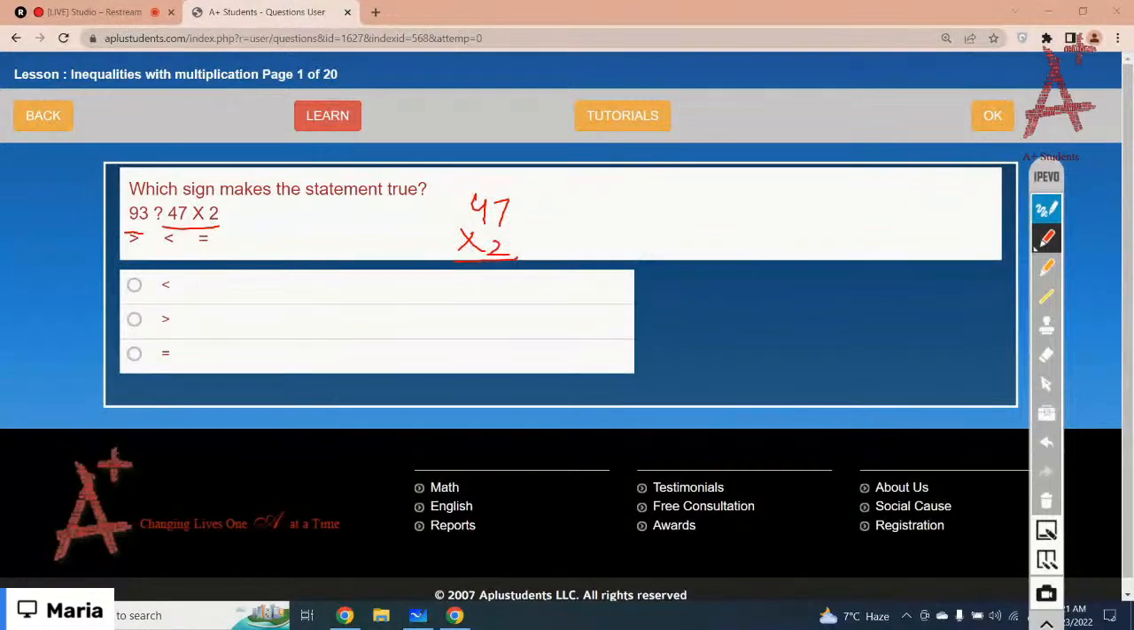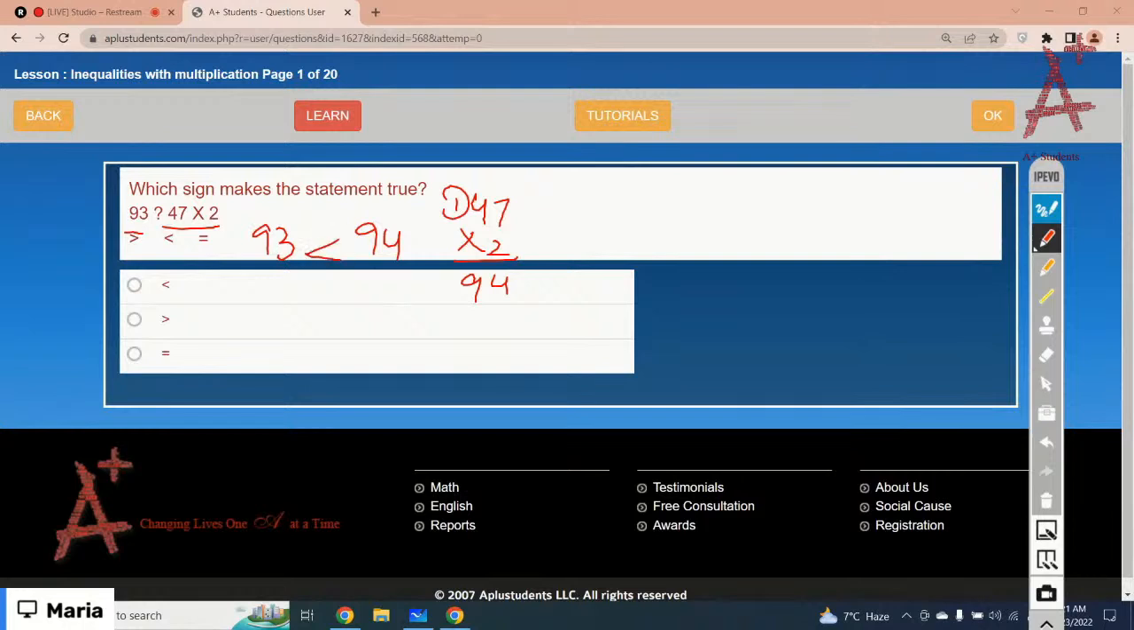So 47 times 2: 2 times 7 is 14, right? 4 and carry 1. 2 times 4 is 8 and 1, 9. So it would be 94. Got it? So you have 93 and 94. You have to compare. So 93 is greater than 94 or less than 94?